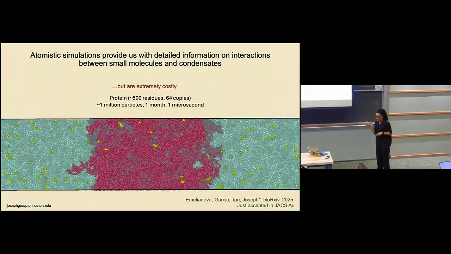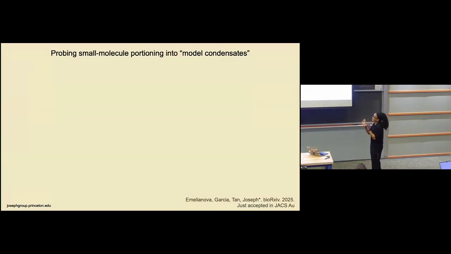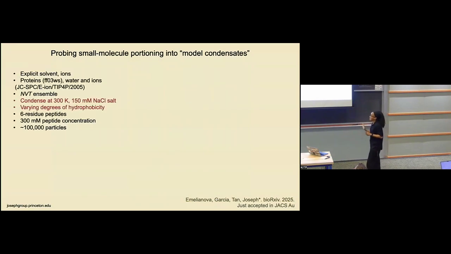simulations? Well, our idea was that, okay, we can still take an atomistic approach, but let us reconfigure how we're going about this problem. And so the idea is that we still want to do atomistic simulations. So we have explicit solvent and ions. We're representing our proteins and water and ions. This is just some force field information for the simulation people in the room. We're simulating the systems in the NVT ensemble. And the key idea here is that instead of looking at all of the proteins that you've seen in this meeting, we're going to take simple model peptides that can condense at 300 Kelvin, right?